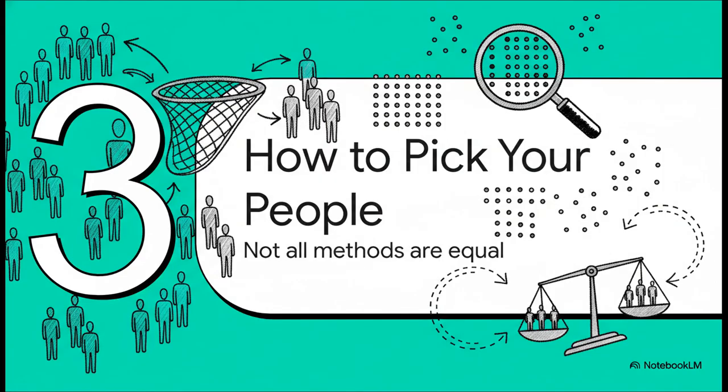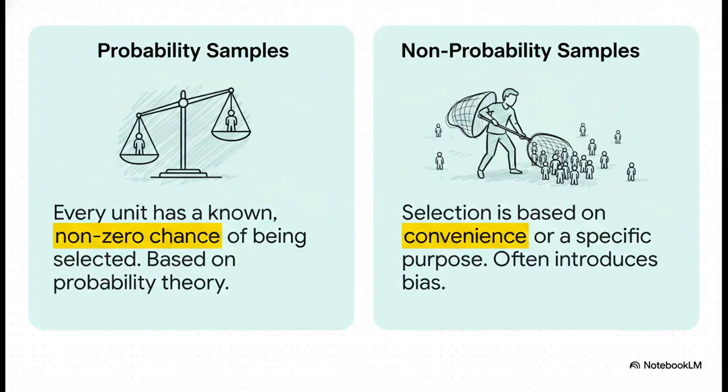But, and this is a huge but, that educated guess is only reliable if we pick our sample in a really careful way. It turns out that how you pick your sample is just as important, if not more important, than how many you pick. Not all methods are created equal, not by a long shot. You can basically break all the methods down into two main families. On one side, you've got probability samples. This is the gold standard. Here, every single person or thing in the population has a known chance of being picked. It's all based on math and probability.